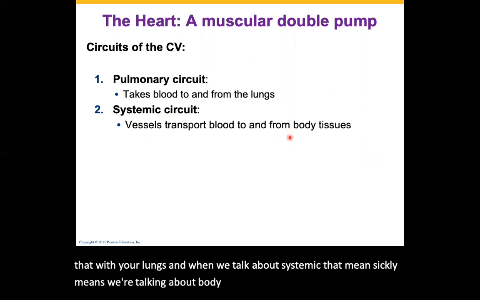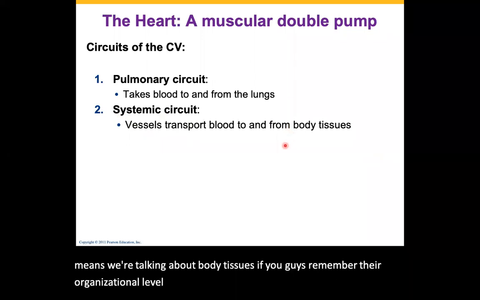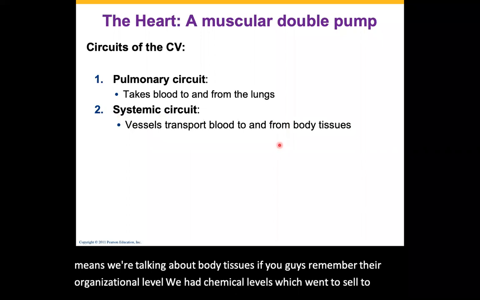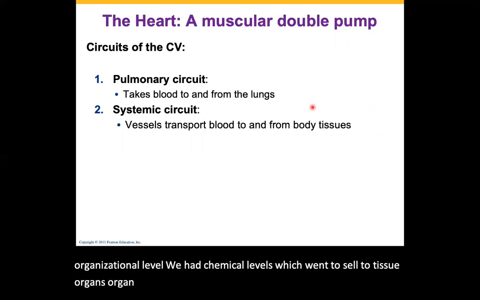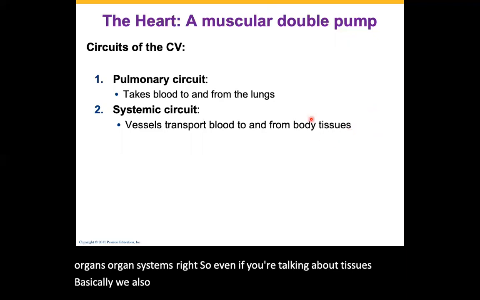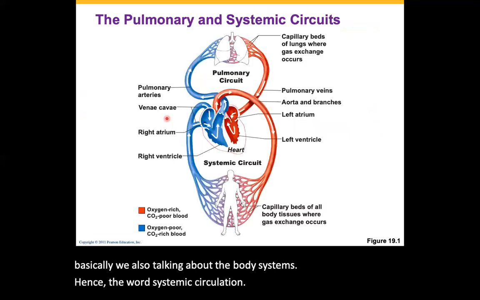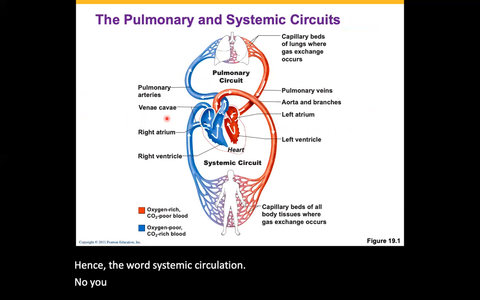If you guys remember your organizational levels, we had chemical levels, which went to cell, to tissue, to organs, organ systems, right? So even if you're talking about tissues, basically we're also talking about the body systems, hence the word systemic circulation.